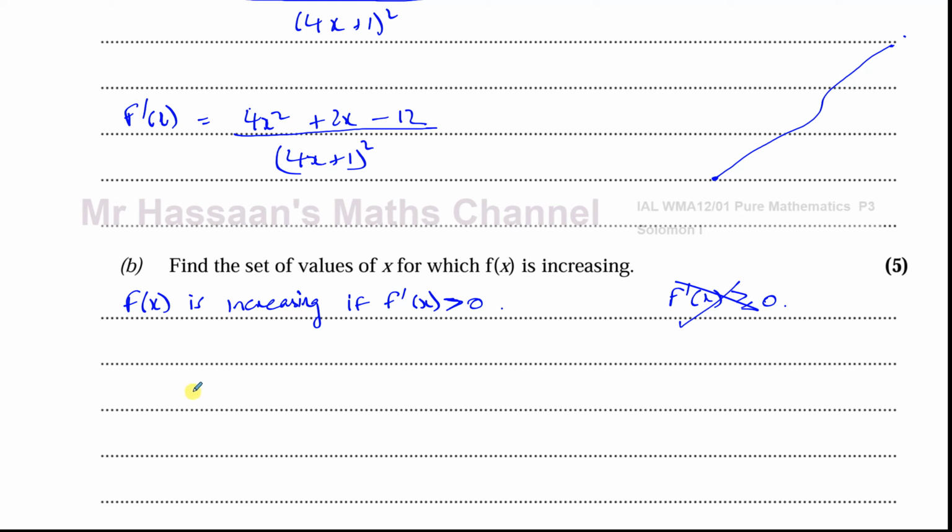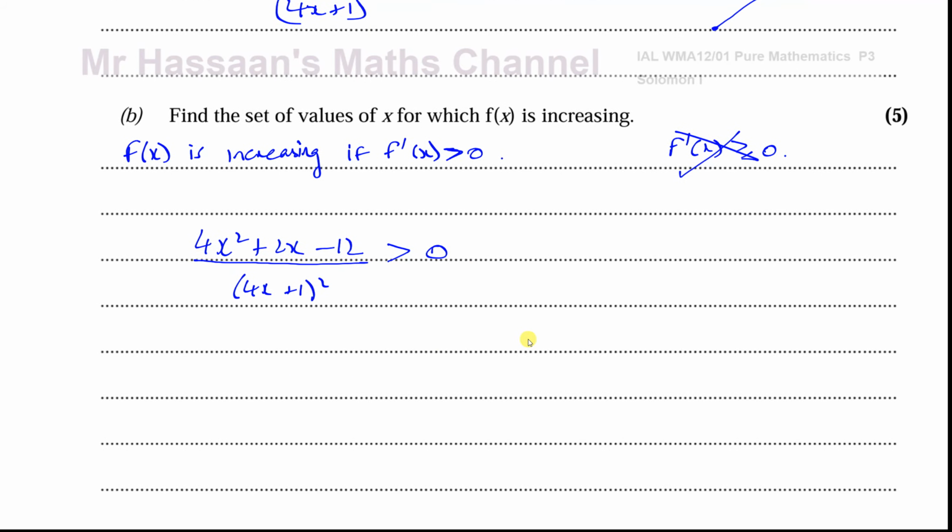So we've got to solve the inequality (4x² + 2x − 12) / (4x + 1)² > 0. To solve this inequality, we have to get rid of the fraction. That's one way you can think about it. So we need to multiply both sides by (4x + 1)².